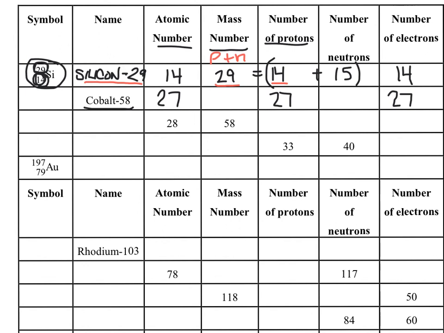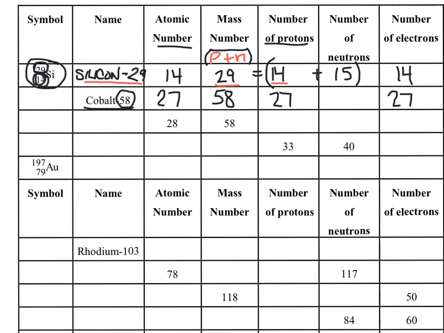Okay. Also in the isotope name, it says 58. That 58 is the mass number. And remember, mass number is protons plus neutrons. So if you already know you have 27 protons, what plus 27 would give you the mass number of 58?